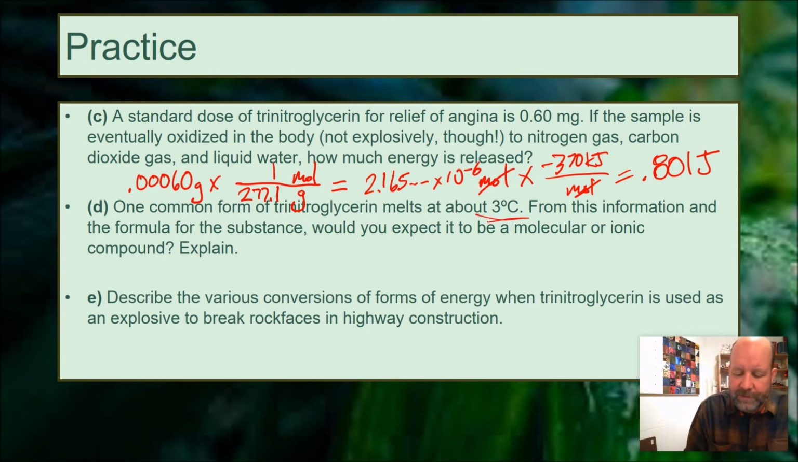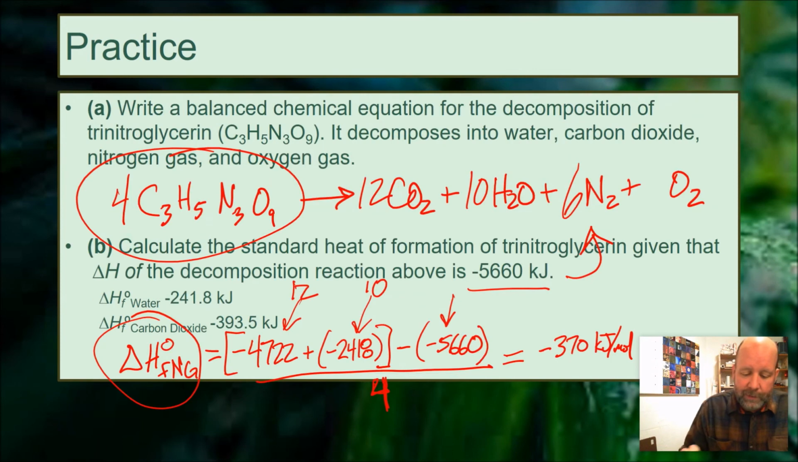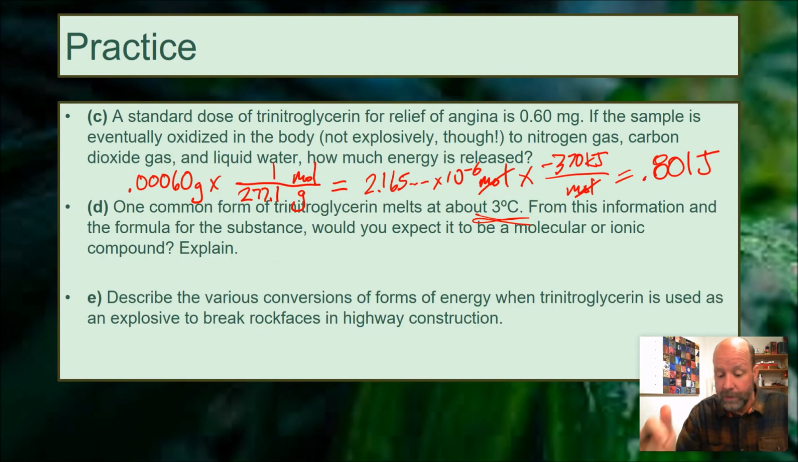So if this melts at 3 degrees Celsius, that's a pretty low temperature. I mean, you're going to be encountering it as liquid most of the time. From that information and from the formula, which is right here, carbon, hydrogen, nitrogen, and oxygen, all non-metals, what does that tell you whether it's molecular or ionic? So the fact that it is all non-metals and it has a relatively low melting point tells us that it's a molecular compound, right? Ionic compounds tend to have high melting points. Ionic compounds are going to have metals in them typically.